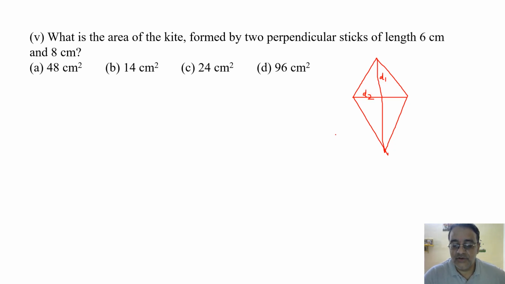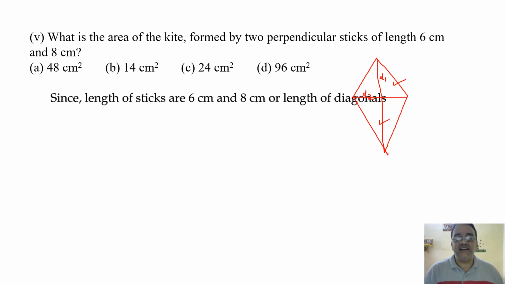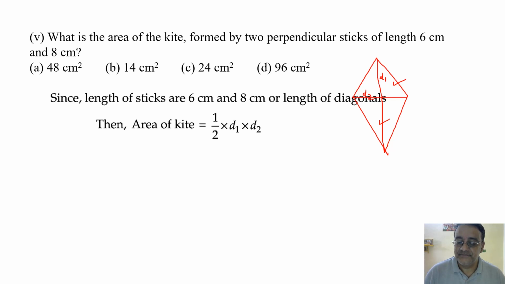Okay. So काइट का जो फॉर्मूला है half into D1 into D2 होता है. One thing you can do, you can use this triangle, the area of this triangle is half into base into height. If you add both, then you will get half into D1 into D2, right? So the lengths of the sticks are 6 centimeter and 8 centimeter, or the length of diagonals we can say. So area of kite, this is the formula, half into D1 into D2, right?